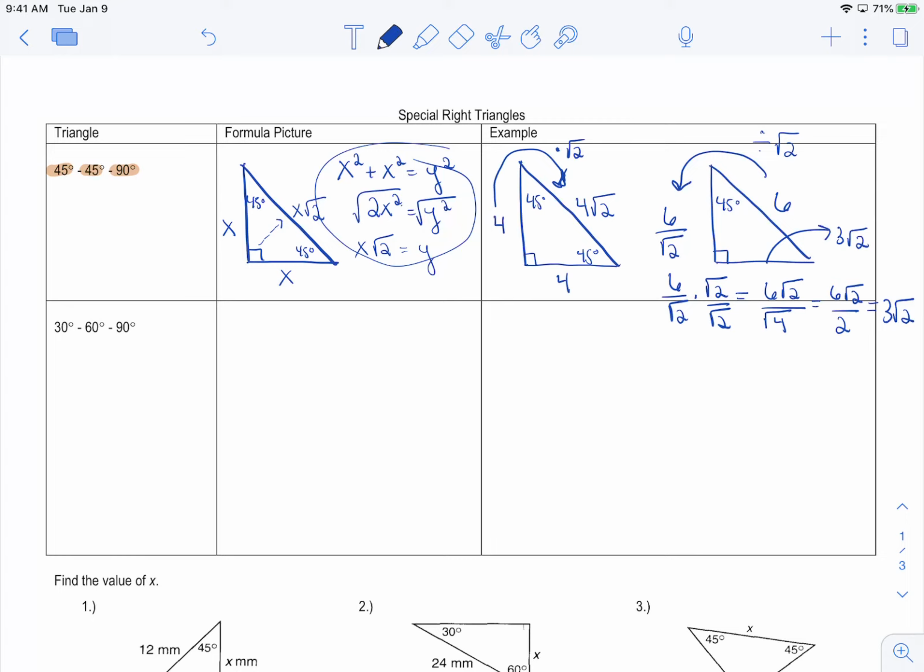So another way you could do that is, and only use shortcuts if they make sense in your brain. If they don't, don't use them, because then we start making things up. What's 6 divided by 2? Well, 3. And then you slap on that root 2 on the end. So that will happen every single time.